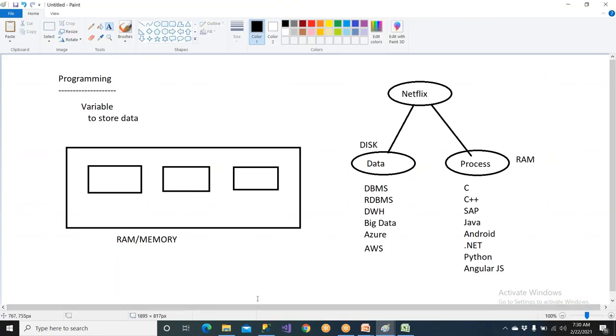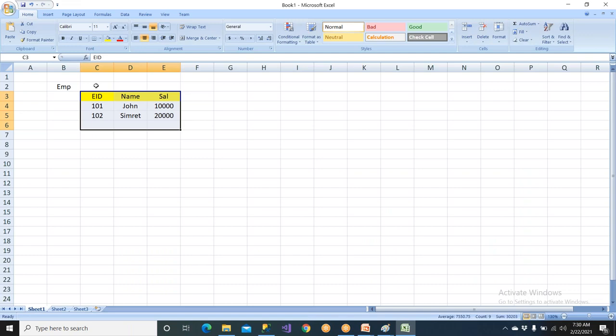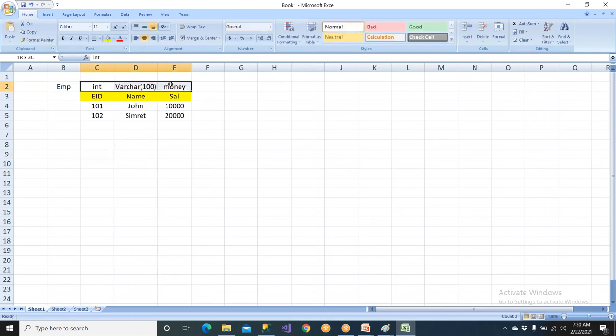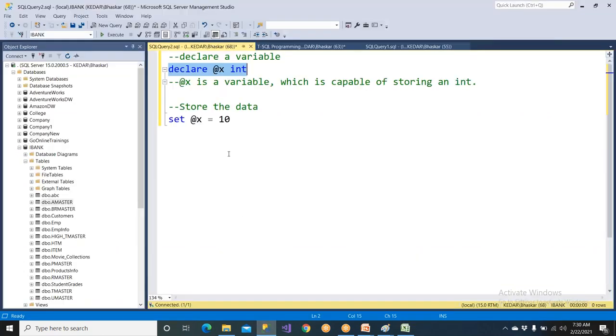The first variable is, for example, employee ID, right? It is integer. Let us say the next is a varchar column, varchar 100. The next is a money column, right? So everything will have a data type. Now you are going to be creating three things, right? So this is how you're going to be storing the data. So what is X? X is a variable which is capable of storing an integer, only one value. So one value is stored.